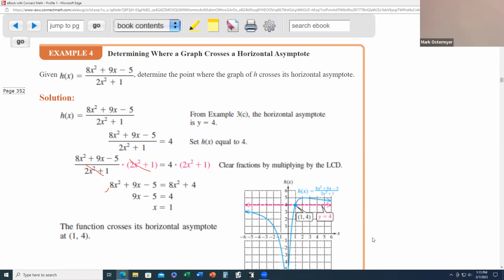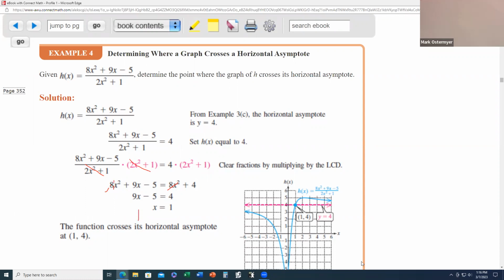So our quadratic equation immediately collapses down to an ordinary linear or first degree equation, of which the solution would be 1. So you can see that, yes, the graph of this rational function h of x will cross the horizontal asymptote y equals 4 at x equals 1. To find the y coordinate of that point of intersection, you put 1 back into the original function. So you'd have to evaluate h at 1.